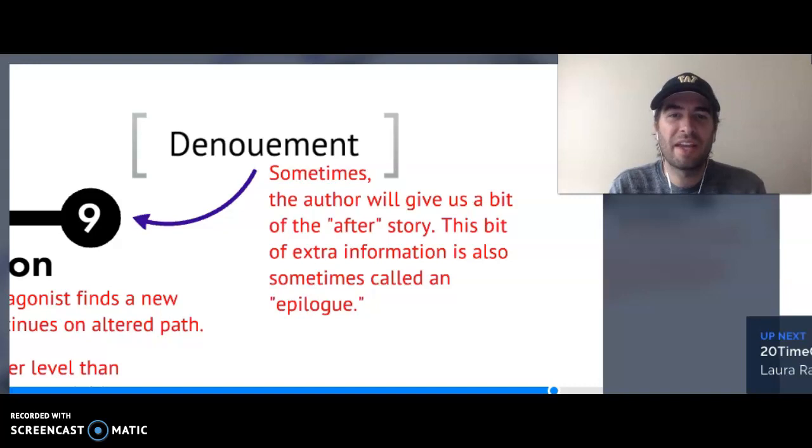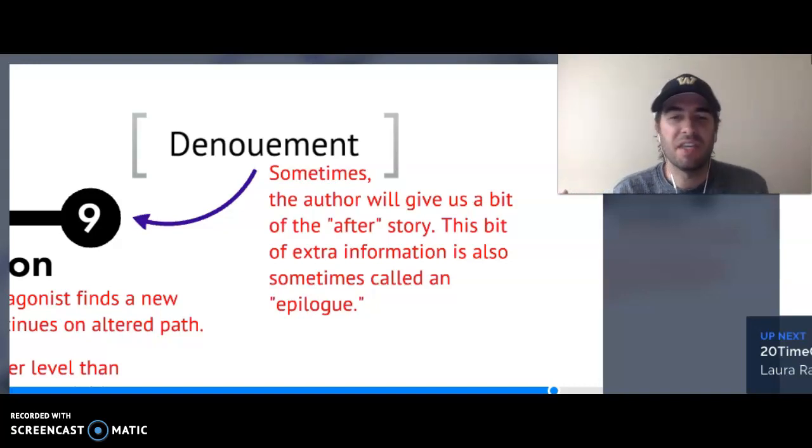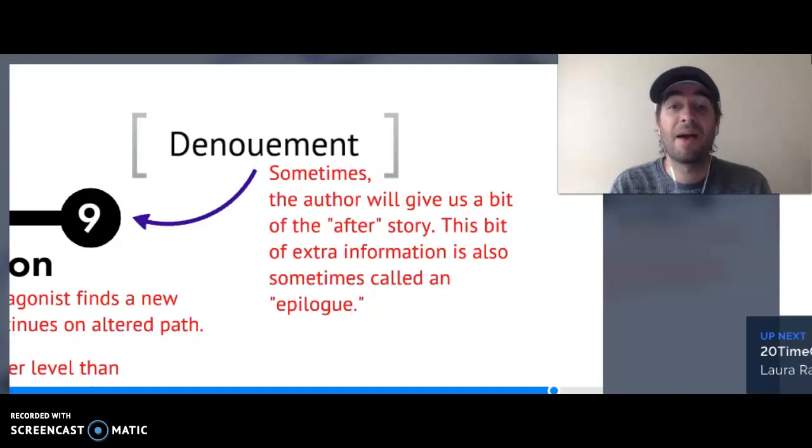After we get the resolution, we get a denouement, or this is also called an epilogue. Sometimes the author will give us a bit of the after story. This bit of extra information usually helps wrap the story up. So in The Lord of the Rings, the epilogue is when the hobbits all go back to the Shire after defeating Sauron. Or in the final book of Harry Potter, the epilogue is when Harry and Ron and Hermione are much older and they're sending their kids off to school. It's basically just a goodbye or an after information that contributes to the story but isn't necessarily critical to the climactic moment in any way.